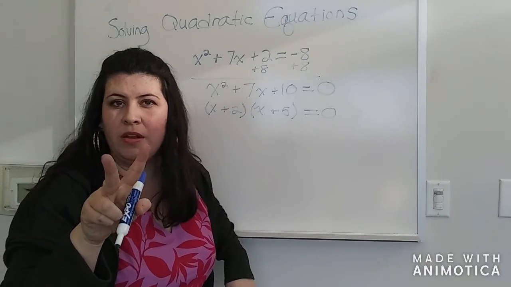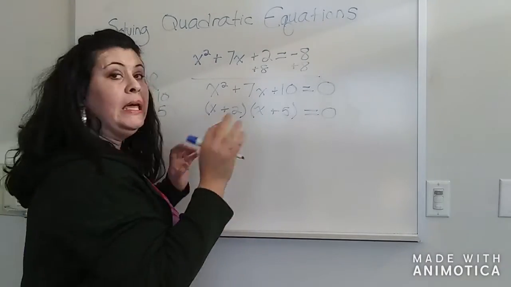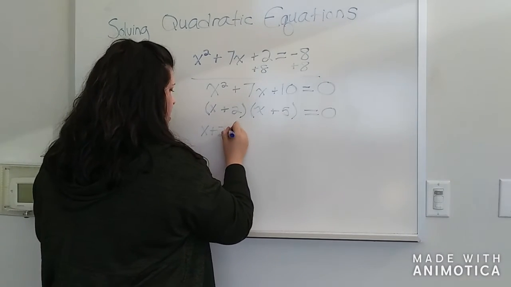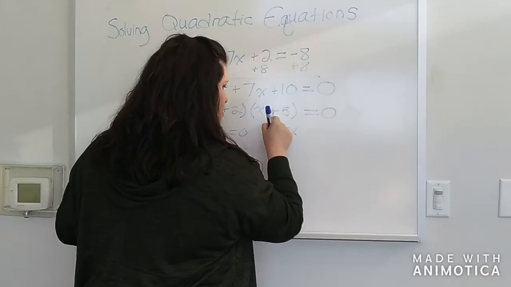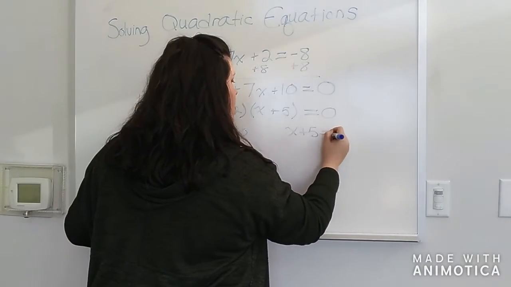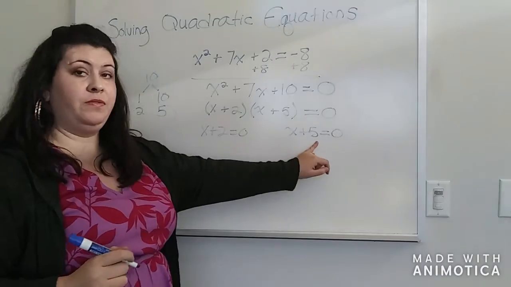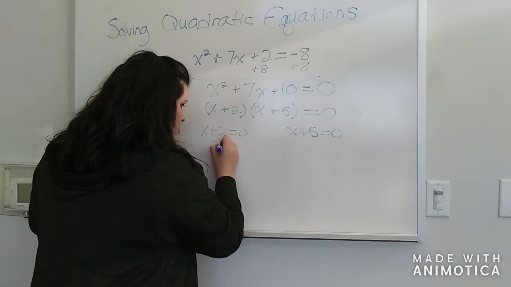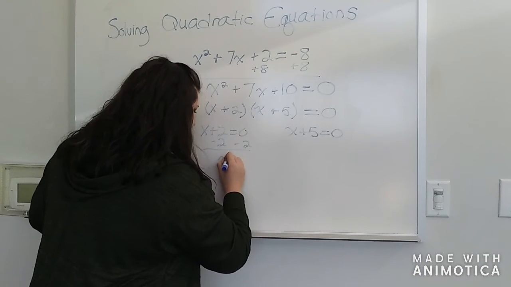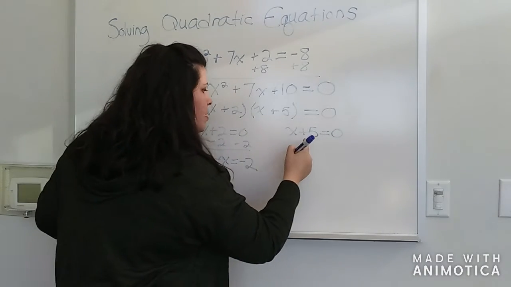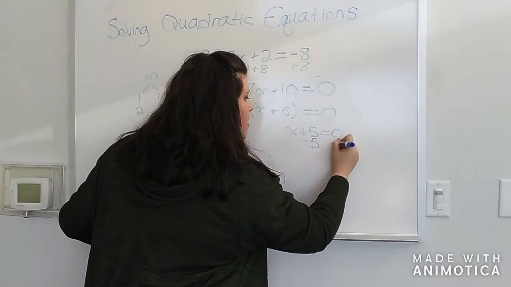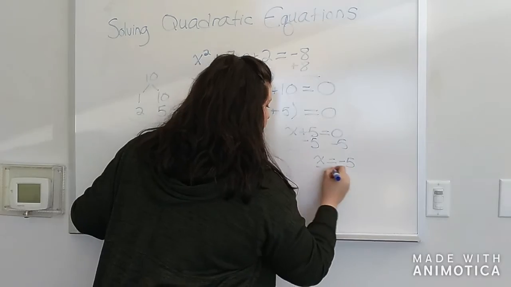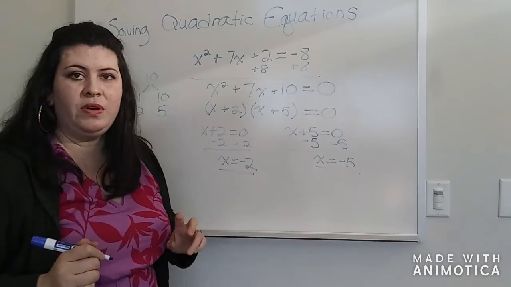Now, remember I said there's going to be 2 answers in this one? Here's where they're going to show up. We take this one and set it equal to 0, and we take this one and set that one equal to 0 as well. Now, we have 2 very simple equations that we can use to solve. So, subtract 2, x is negative 2, and then over here, subtract 5, and x equals negative 5. Now, here are our 2 answers.